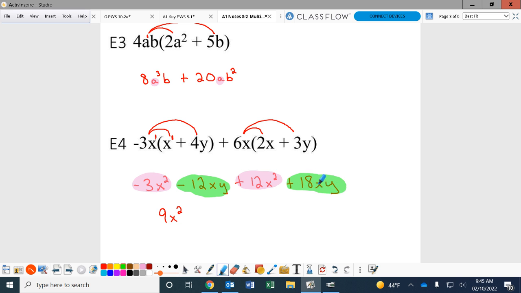So what is negative 12 plus 18? 6xy. Why do I put the plus in front of the 6 instead of a minus? It's a positive. That's why you put the plus in front of it. Nice. Y'all are absorbing this well. That's good. Anybody see anything they need to ask about yet? Concerns, questions, anything? No? Okay. So let's keep going.